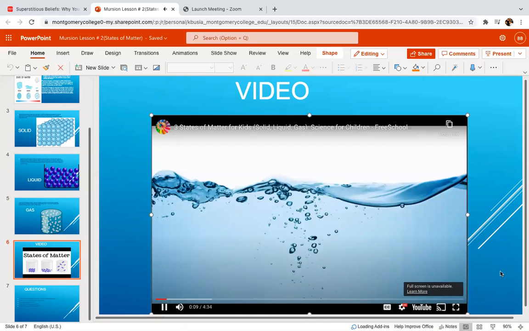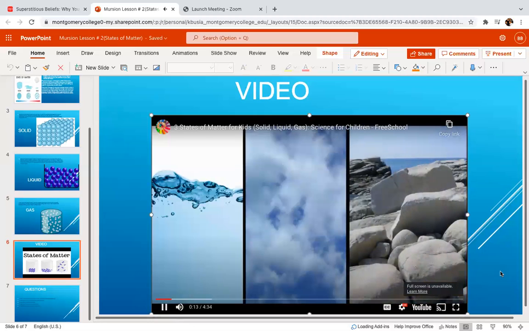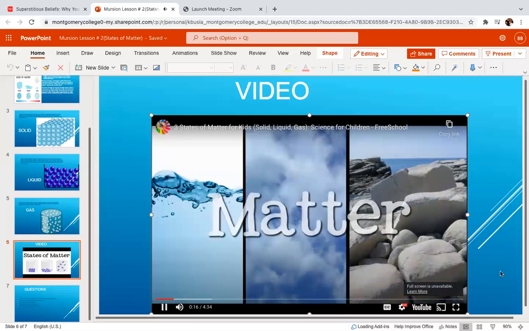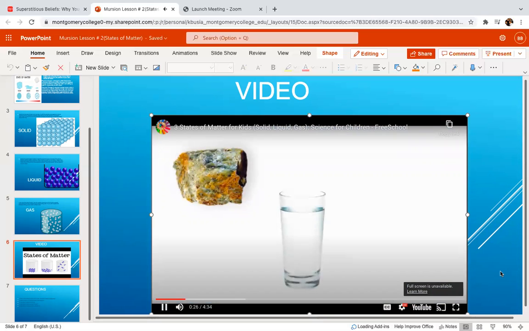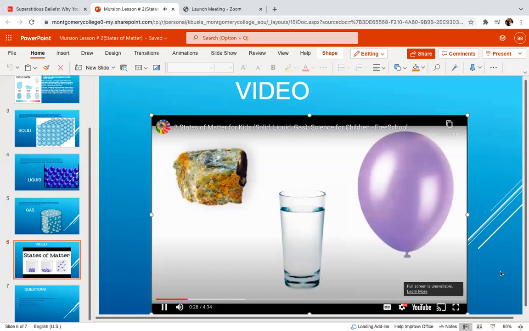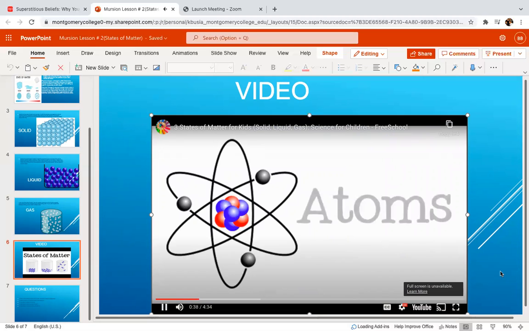Do you know what water, air, and rocks all have in common? They are made of matter. Matter is something that takes up space. Now, you might be wondering why they all look so different if they are made of the same thing. But the truth is that everything around you is made of matter, just in different shapes and forms. Matter is made of tiny particles called atoms.